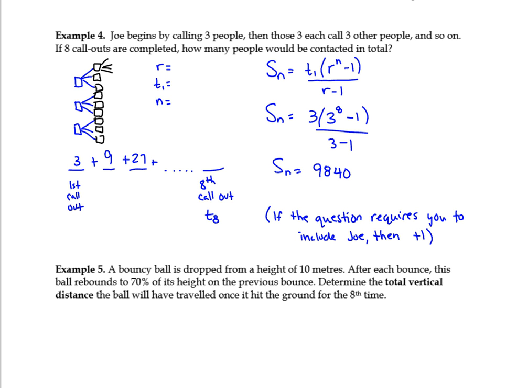You could also just remake your sequence. So your first term is 1, Joe. Second term is 3, and then go from there. But then your 8th call-out would be the 9th term. So just be careful with that. But this one doesn't want us to include Joe. It's just how many people are contacted. Joe wasn't contacted. He's the ringleader.